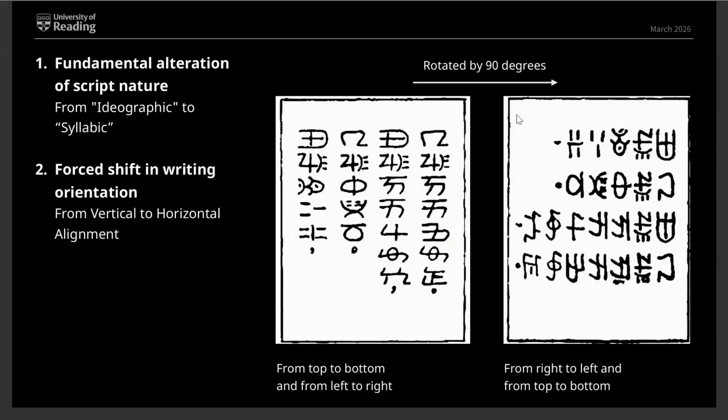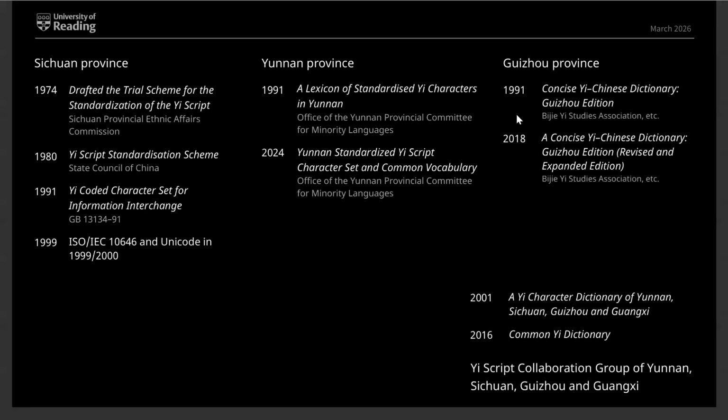So the issue was not only layout, it also involved a reorientation of glyphs and the writing order. That is also one reason why the Sichuan model could not simply be adopted everywhere else. But even so, many scholars and native speakers still hope that the script could be unified in some way.